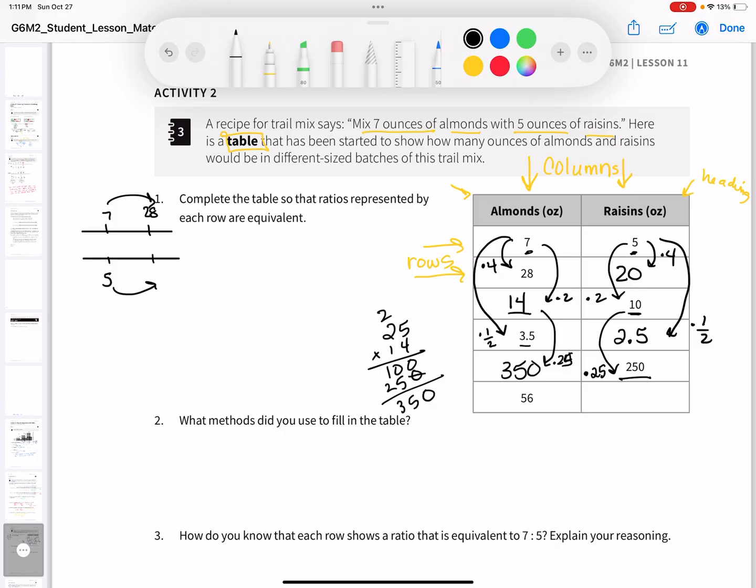All right, so now our last one is 56. Well, I'm going to go with the first one because I know that 7 times 8 gets me 56. So 5 times 8 is 40. Okay. So now we've completed our ratio. What methods did you use to fill out the table?